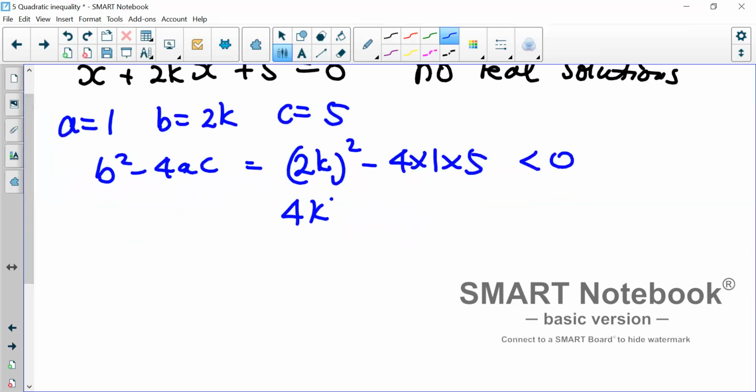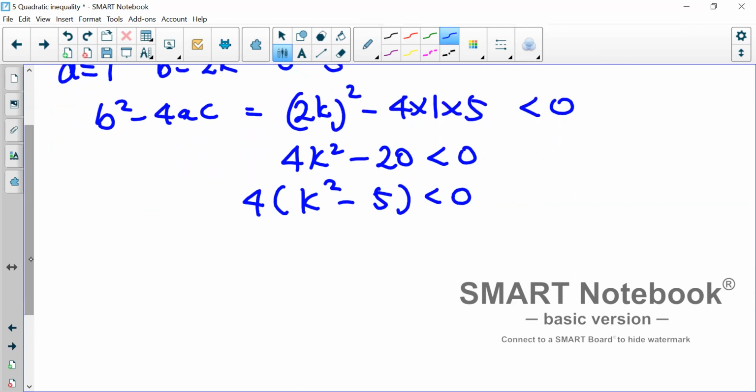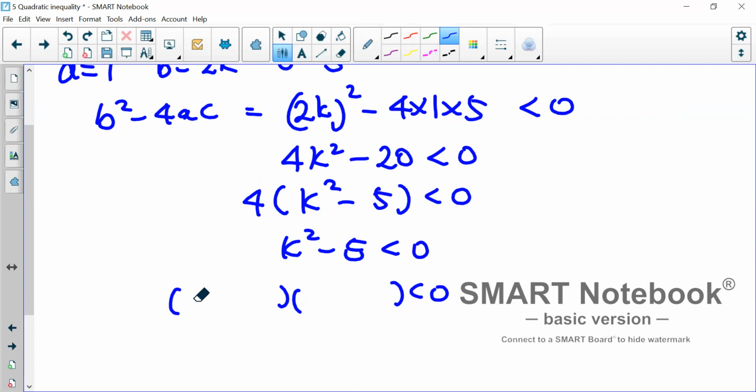So that means we have 4k squared minus 20 less than 0. We can factorize the 4 out to get 4 bracket k squared minus 5, that is less than 0. And then we can divide both sides by this positive 4 to get k squared minus 5 less than 0. And we can use the difference of two squares formula to factorize k squared minus 5 into k plus square root of 5 times k minus square root of 5.